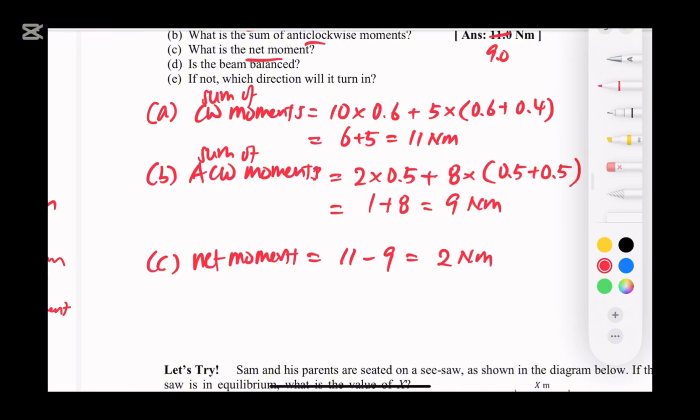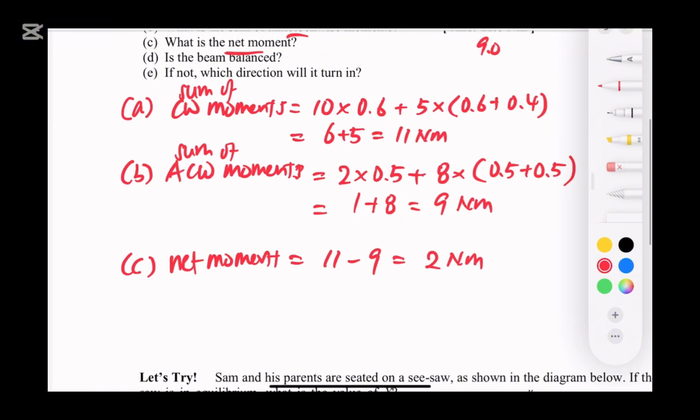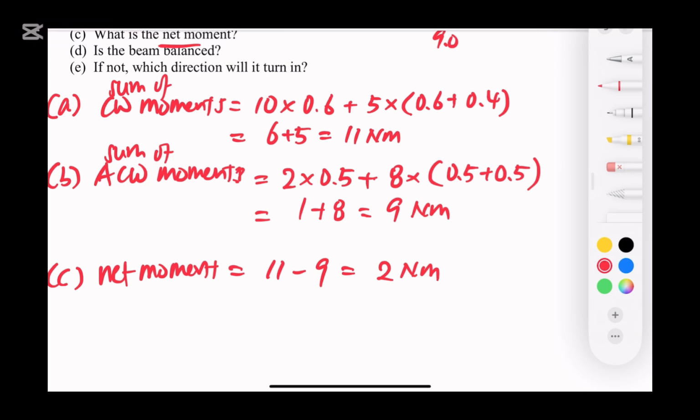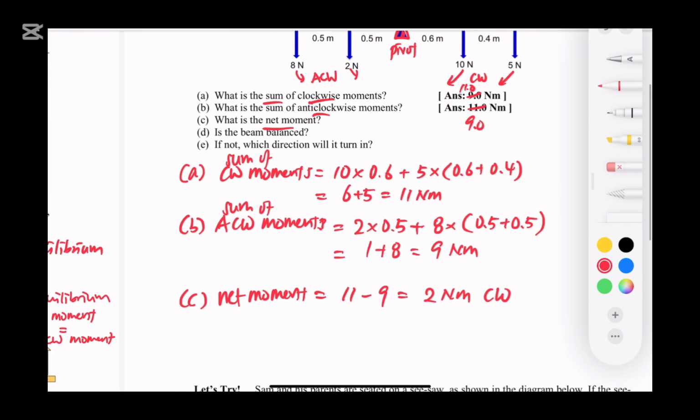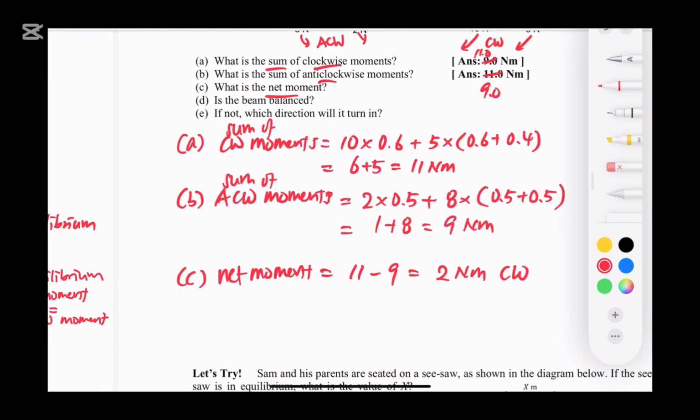Now this is when the direction matters, right? So the bigger one will dominate. In this case, the bigger one is the clockwise moment. So the overall effect, or the net moment, is in the clockwise direction.